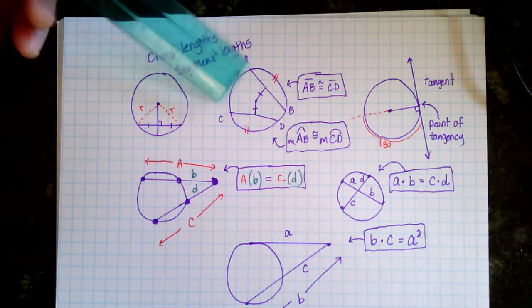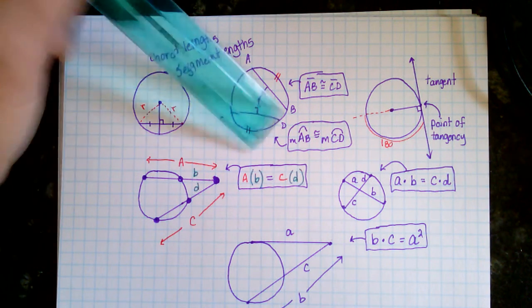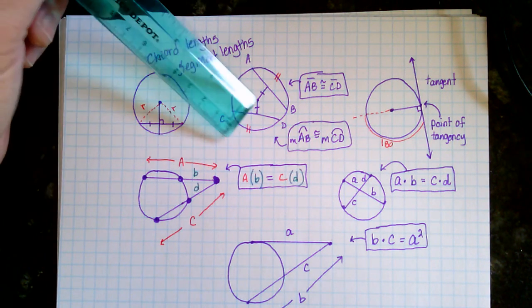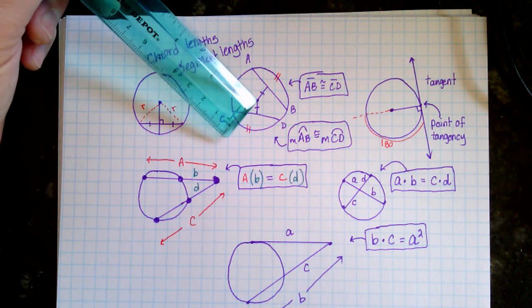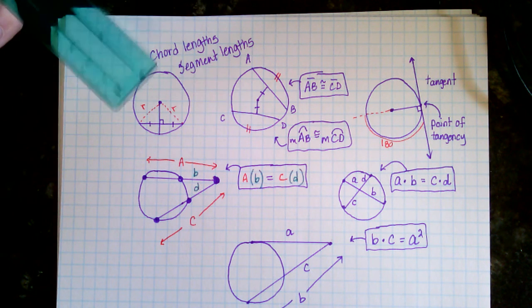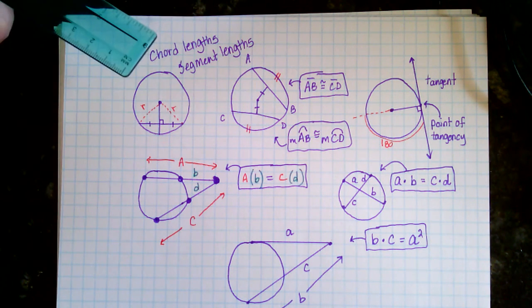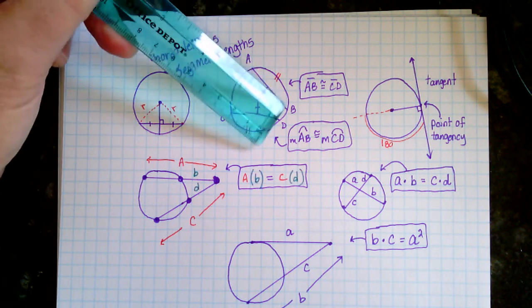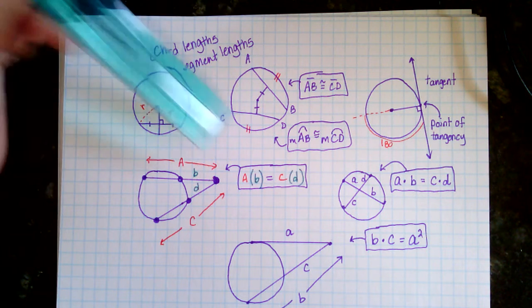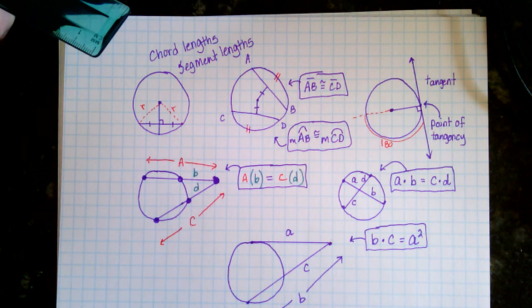Okay, this next one, you got this circle, you got these two chords going through the circle that are the same distance away from the center of the circle. So that line segment and that line segment are the same. When that happens, the chords are the same length. And the measure of the intercepted arcs on the outside are congruent as well.